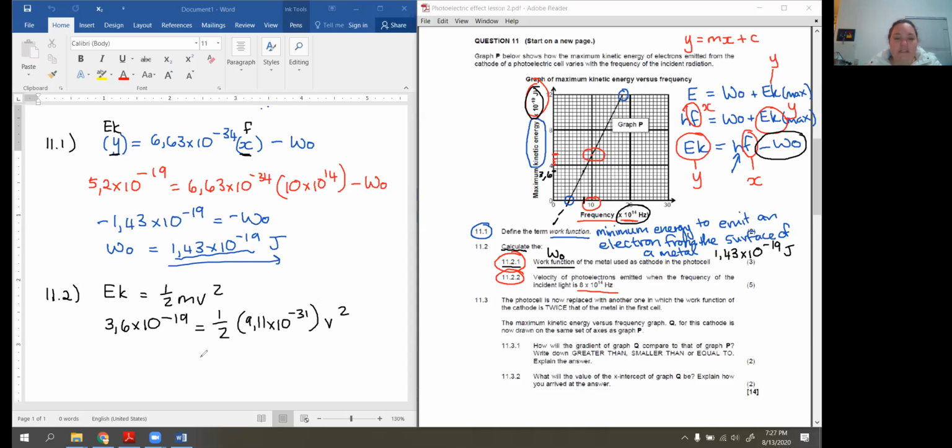I get that v squared is 7.90 times 10 to the 11, but I don't want v squared, I just want v. And I get that the velocity is 889,010.85 meters per second. Please note this velocity is only true from the cathode to the anode, not once it moves through the rest of the connecting wires.